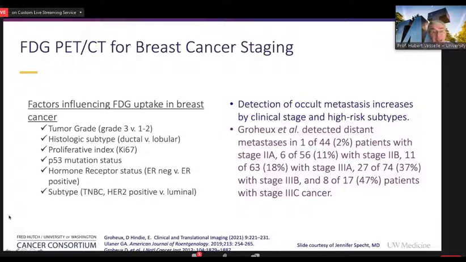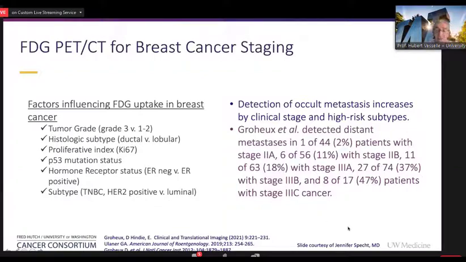So what are the factors that affect FDG uptake in breast cancer? Obviously it's important to know that, because not all breast cancers are equally FDG avid. Some are very hot, some are less. Tumor grade: in general, the higher the proliferation rate of tumors such as breast cancer, the higher the FDG uptake. Histologic subtype: usually ductal is hotter than lobular, which can be difficult to detect. The higher the proliferation rate, the Ki-67 score, in general the higher the FDG uptake. P53 mutation status, hormone receptor, and the subtype may also affect FDG uptake.